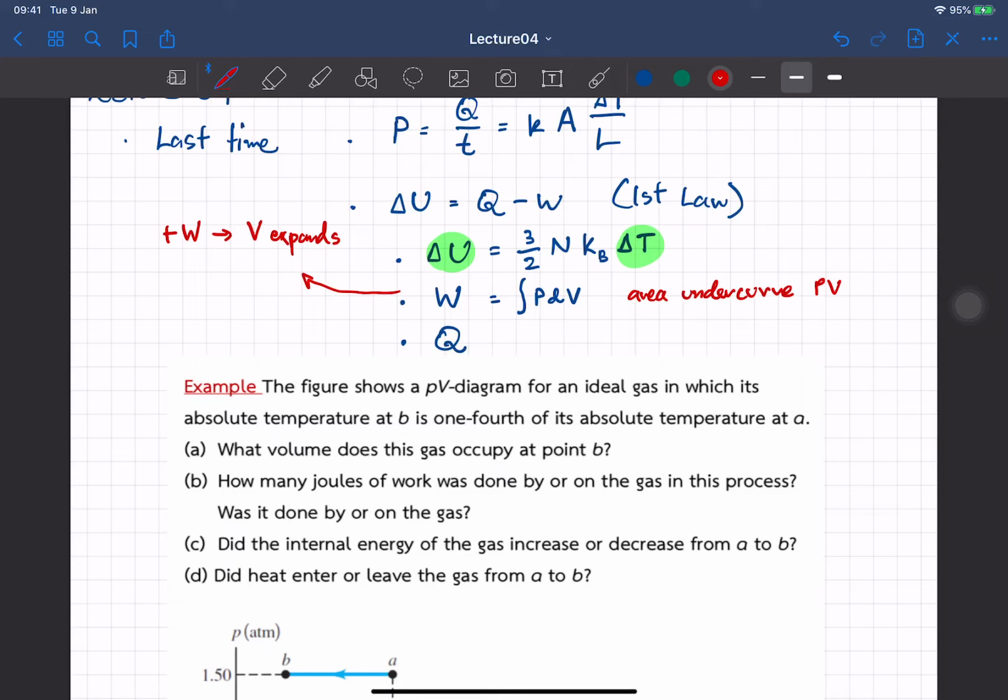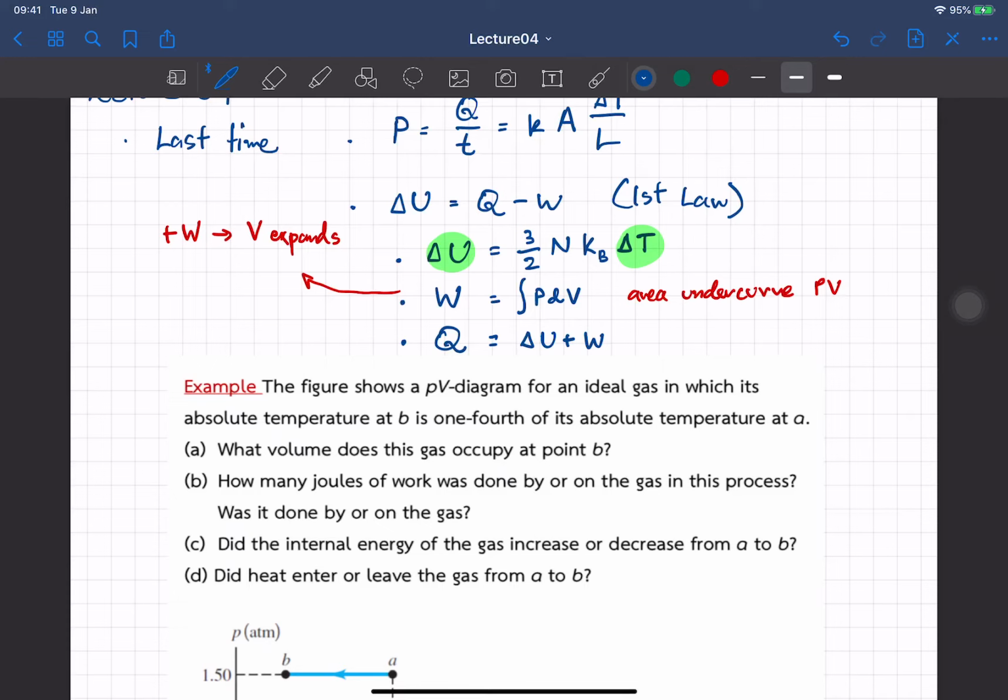And that's for W. And then Q, usually it's a little bit harder to calculate Q directly. So you're going to use the first law here to calculate Q, once you know what is delta U, once you know what is W. So rearranging the first law of thermodynamics, Q is usually given by delta U plus W. So that's how the flow of the calculation usually looks.